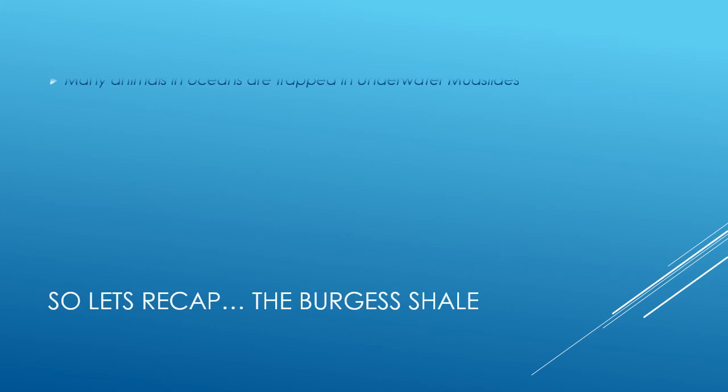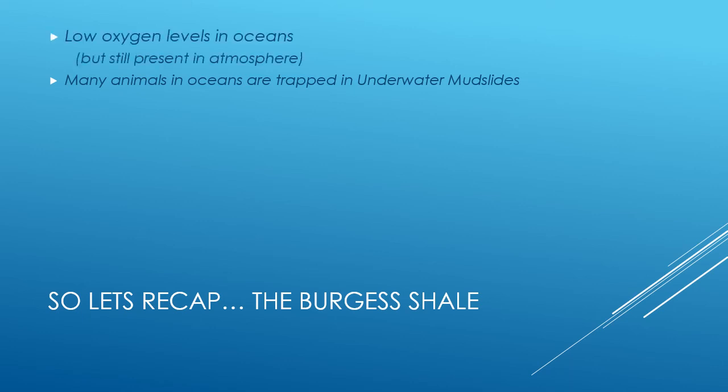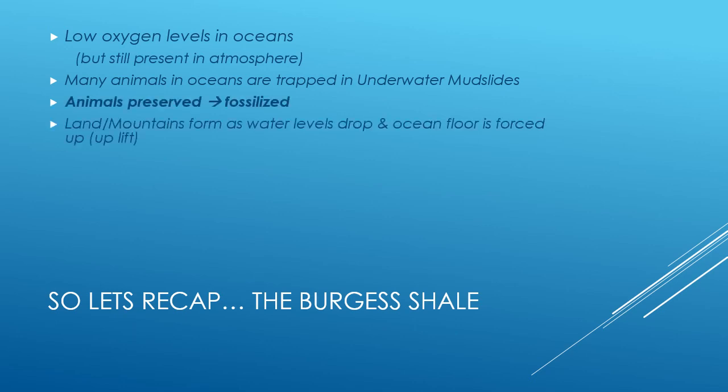So let's recap real quick. All these animals are underwater. They got trapped by underwater mudslides. They had low oxygen levels, but it was still present in the atmosphere. Animals were preserved. They were fossilized. This mountain was pushed up real quick, and then this erosion occurred over hundreds of millions of years, and we see these fossil layers preserved for us to actually find.